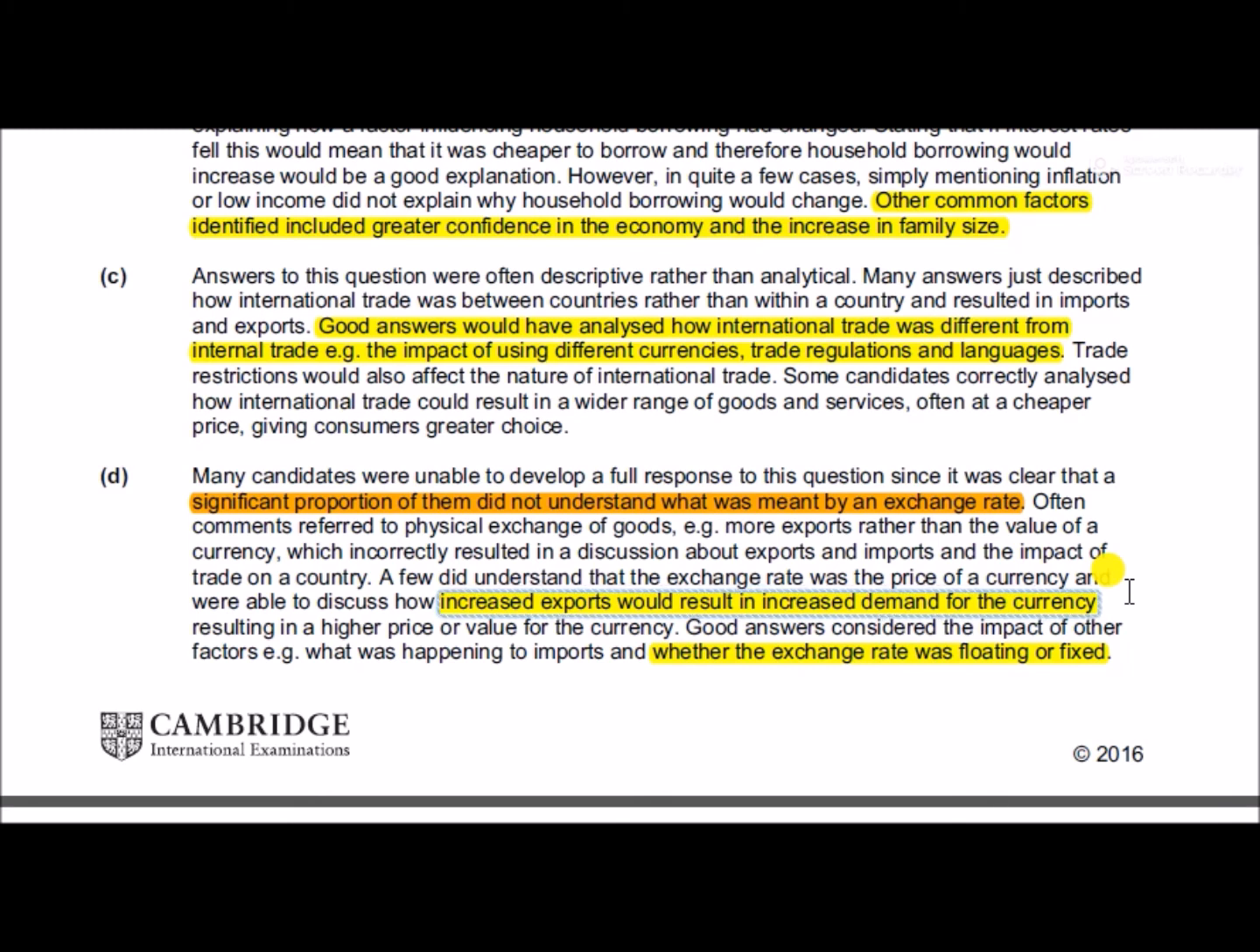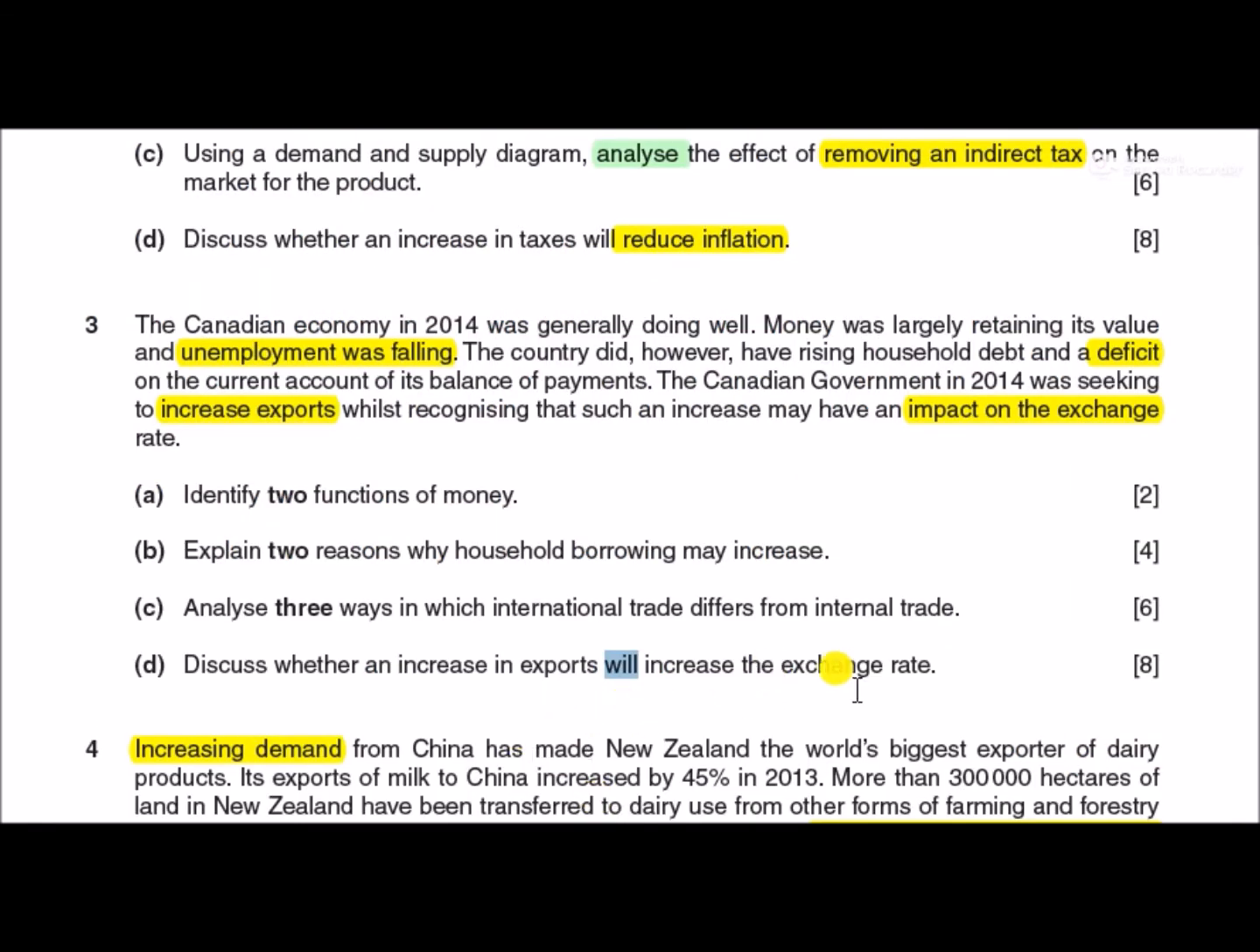Good answers considered the impact of other factors, whether it was an exchange rate of floating nature or of fixed nature. So hopefully that was helpful. Make sure you are clear on, do you really want to answer this question if you don't know what exchange rate was, because you're going to miss nearly half the marks.